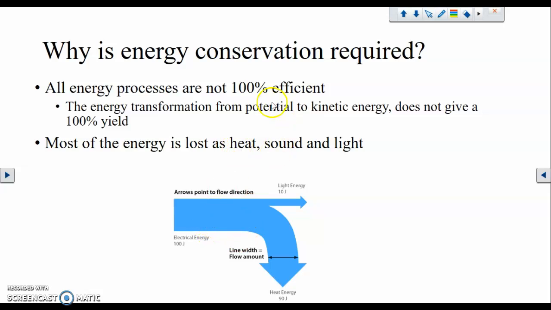The reason why energy transformation is relatively inefficient is that anytime you transform from one form of energy to another, you're always going to lose some of that energy. It could be heat, sound, and light, and these are useless energy, right? So that's one of the problems. If you ever felt your car engine after driving for a few hours, you can sense that it's very, very hot, and that creates a lot of waste. So that's why energy conservation is very, very important.